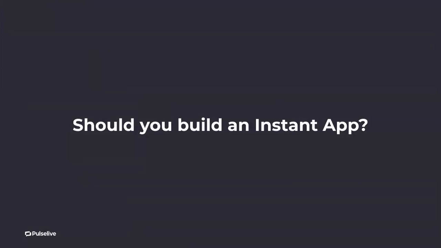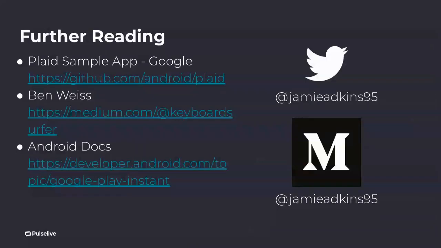Great, that's everything I have for you. 30 seconds left. I have a few posts on Medium and elsewhere with more detail about some of these problems if you're interested. Otherwise, definitely go check out the Plaid sample app. It's not an instant app example, but it's a dynamic features example, and it is one of Google's best samples across all their apps. So if you're interested in dynamic features at all, definitely go check out Plaid.